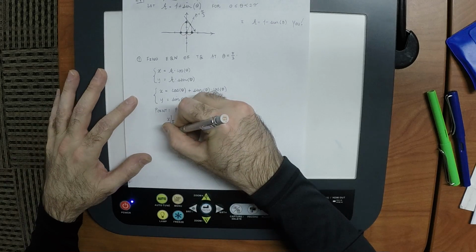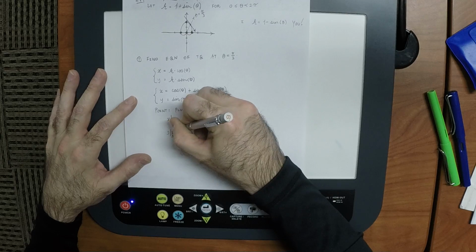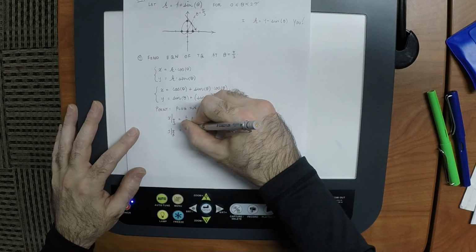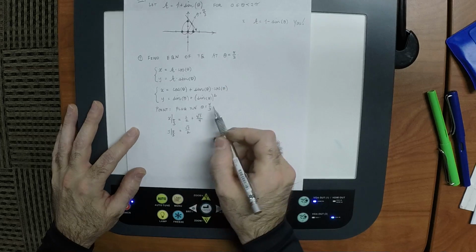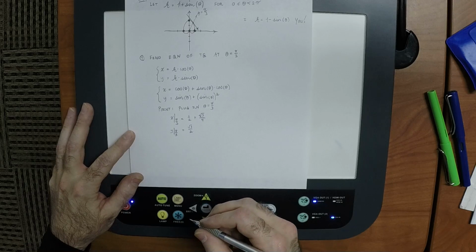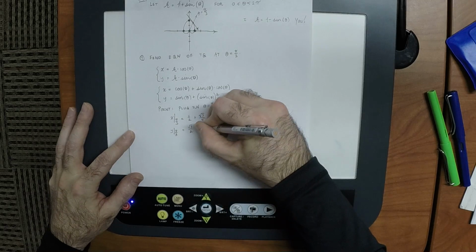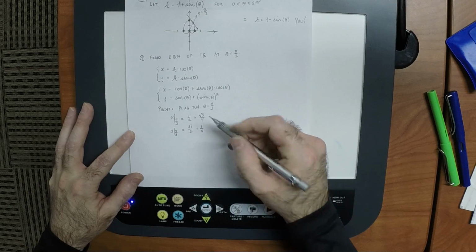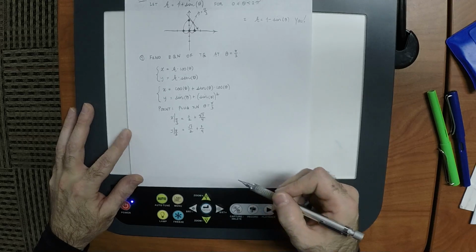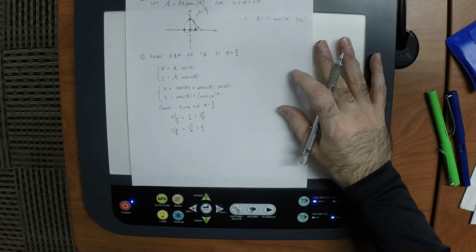To find the y coordinate, again, just plug in pi over 3. So y evaluated at pi over 3. So that'd be square root of 3 over 2, and then plus square root of 3 over 2 squared, which is what? Plus 3 over 4. So do both of those have the correct sign? Yeah. All right. So that's how we find the point.